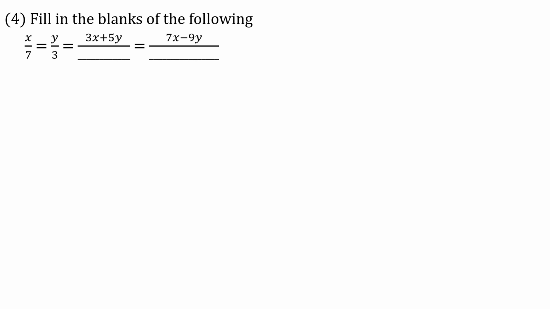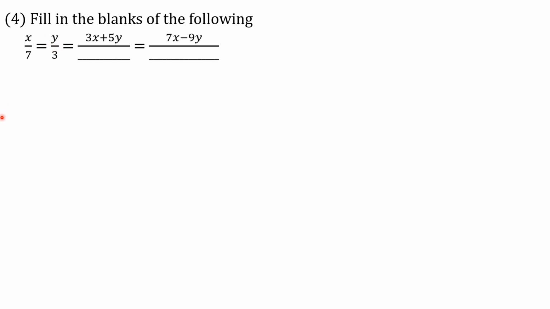Now the fourth one. Fill in the blanks of the following. x upon 7 equal to y upon 3 equal to 3x plus 5y upon dash, you have to find the denominator, equal to 7x minus 9y upon dash. Means you have to find both denominators. Now students, can you see here it is 3x plus 5y. So I need the variable x with coefficient 3 and y with 5.